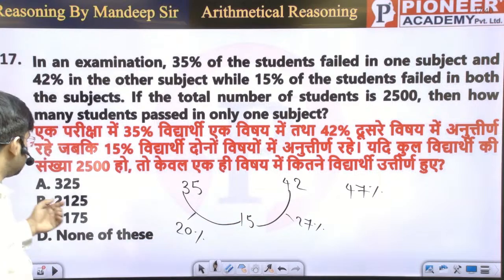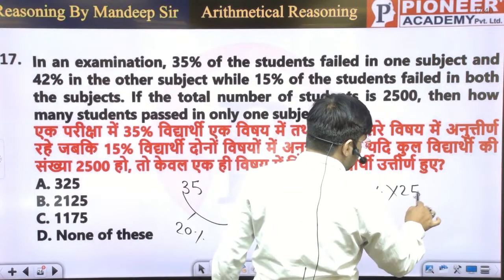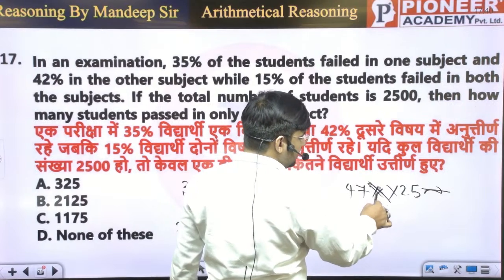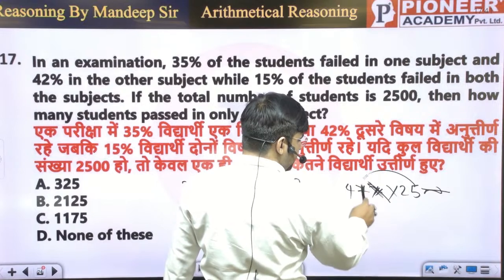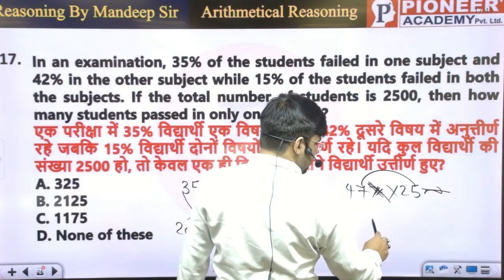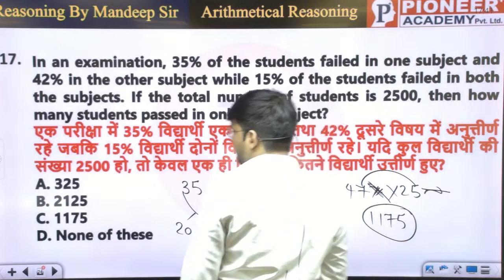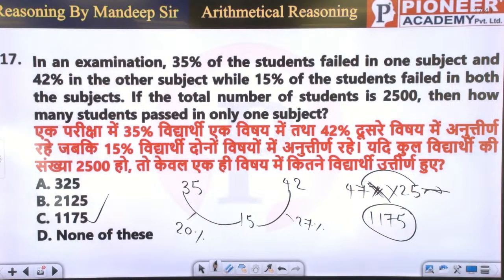Total 47% of 2500. So the double zero and the percentage are eliminated. So 25 into 47 becomes 1175. 1175 is the correct answer. Clear?